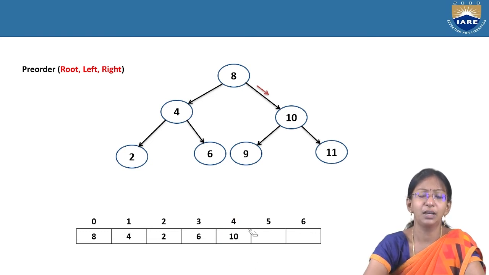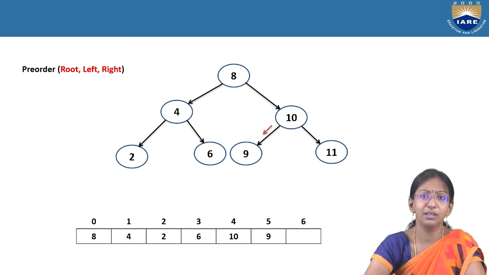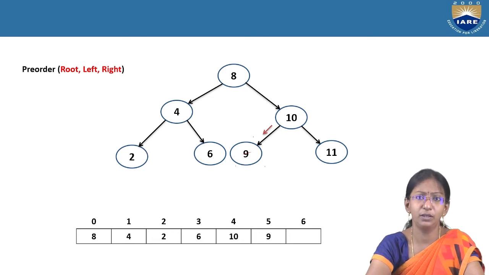Once it is done, you have to travel towards the left hand side of 10. Once you travel towards the left hand side of 10, you are going to encounter 9. Preorder tells us to store the current one. So I have stored 9. Then again I have to travel towards the left hand direction. Do I have any element in the left? No. Then I'll try to search for an element on the right hand side of 9. Do I have any element on the right hand side of 9? No. As 9 is a leaf node, it does not have any left or right children.